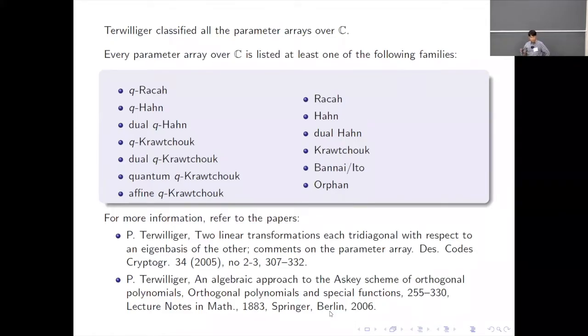For more detailed information about this theory, please refer to these two papers. Especially the second paper is about the orthogonal polynomial area. I listed all 13 families, named q-Racah, q-Hahn, dual q-Hahn, and so on. Among them, the q-Racah type is the most general case, and the remaining 12 are limiting and special cases. So let me give an example for the q-Racah type.